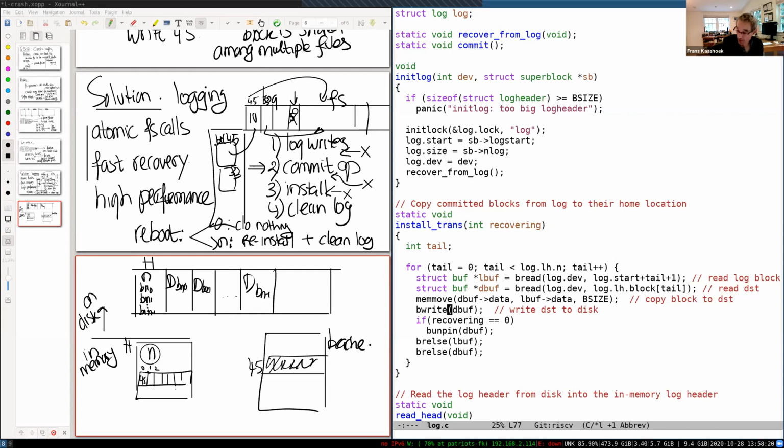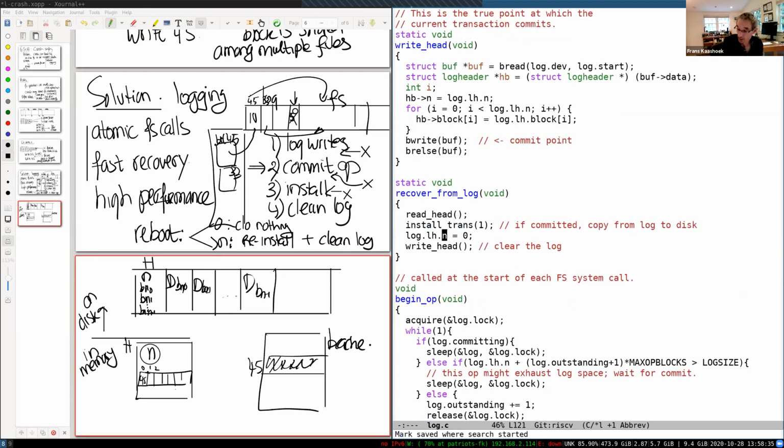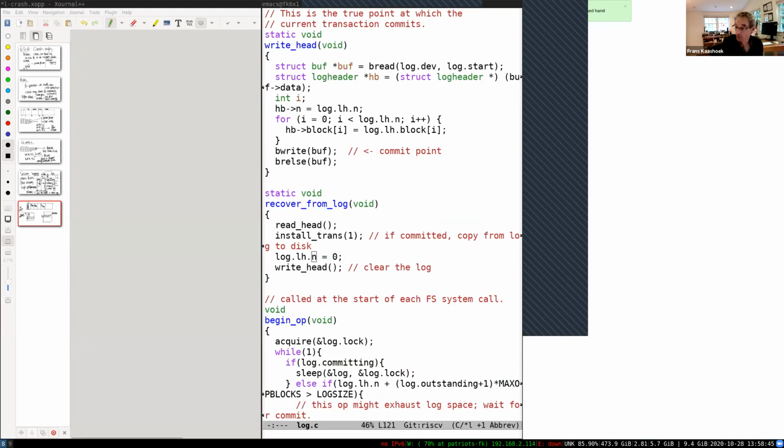And of course, we might get a failure somewhere in this code while we're doing this, but that should be okay, because hopefully in recovery, we'll just start over from the beginning. So that was install. Once install is done, it sets the in-memory header n back to 0, and then writes that log header. And effectively that cleans the log, because there's now 0 in it. Question?